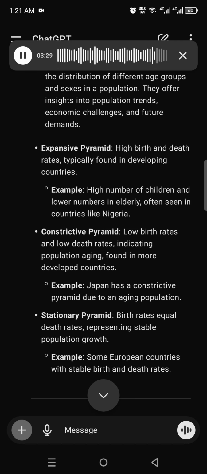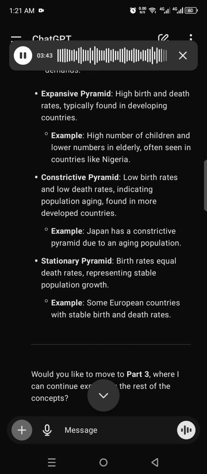Constrictive pyramid: low birth rates and low death rates, indicating population aging, found in more developed countries. Example, Japan has a constrictive pyramid due to an aging population. Stationary pyramid: birth rates equal death rates, representing stable population growth. Example, some European countries with stable birth and death rates.